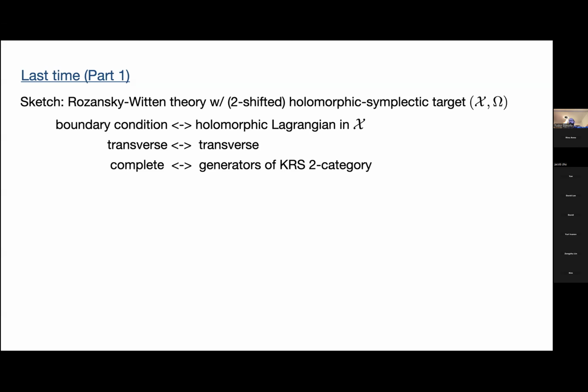I won't discuss it. I maybe will advertise some work of a student of Pavel Safronov's that should be out this month. It's defining Rozansky-Witten theory as a 3-to-1 extended TQFT that should be useful in answering some of your questions.